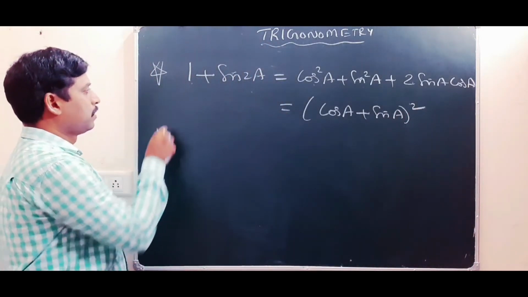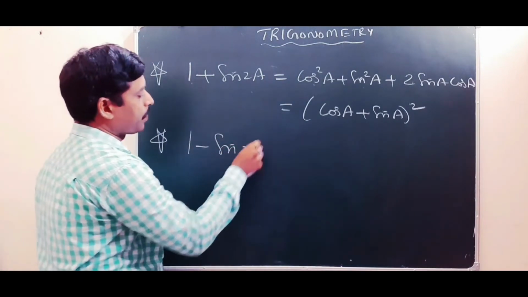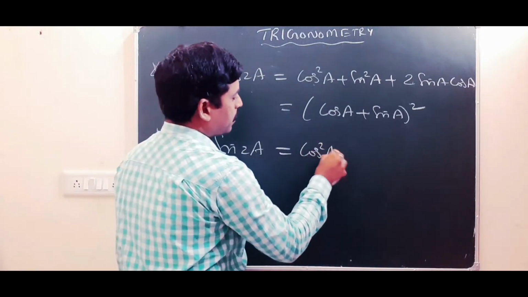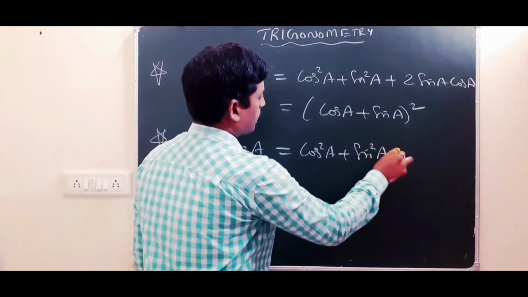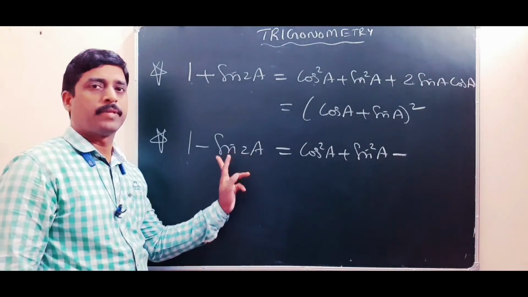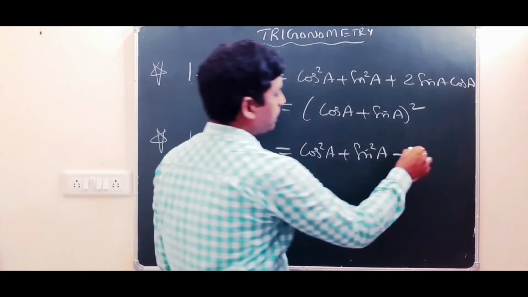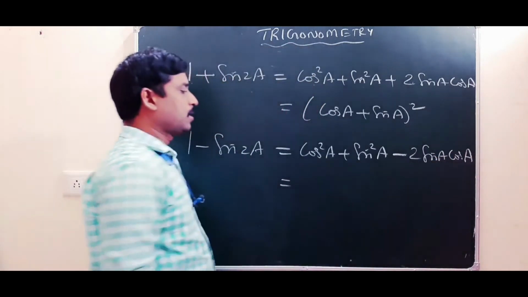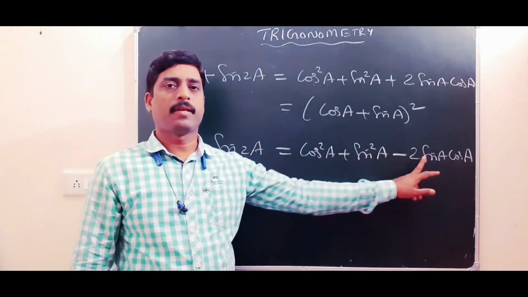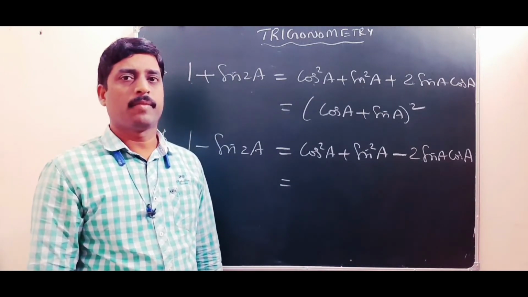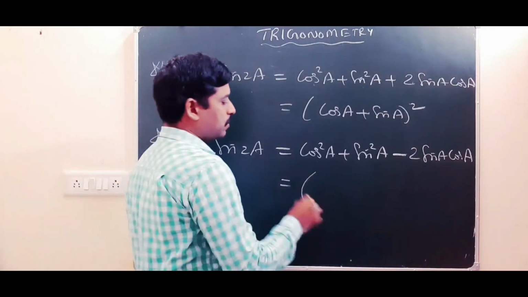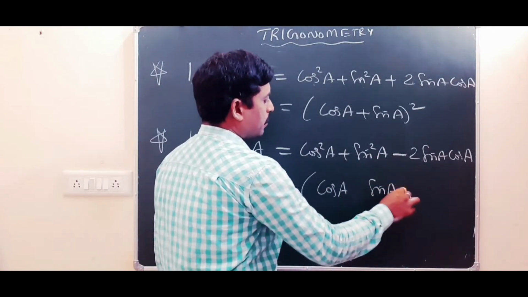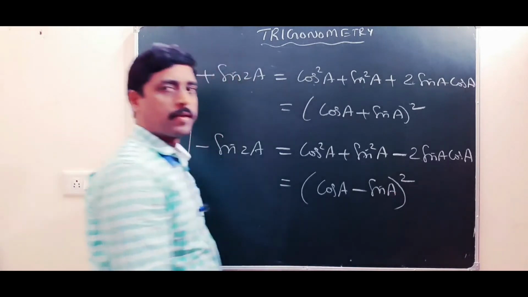Okay, 1 minus sin 2a is also the same. This can be written as cos square a plus sin square a minus sin 2a. For sin 2a we have the formula 2 sin a cos a. This is in the form of a square plus b square minus 2ab. What is the formula? (a − b) whole square. Where a is placed as cos a and b is placed as sin a. So (cos a − sin a) whole square.